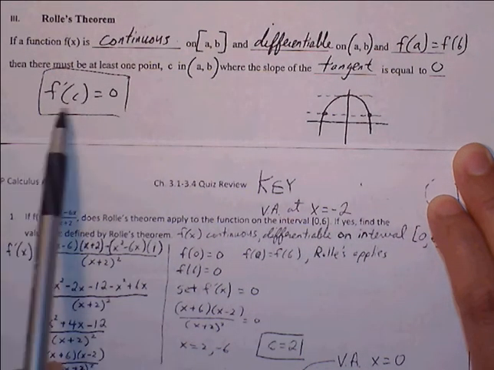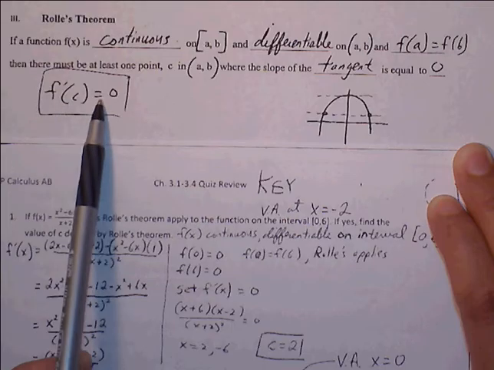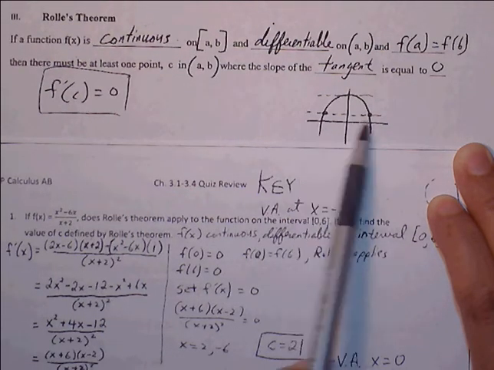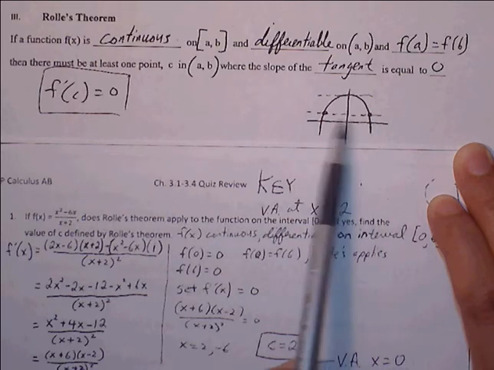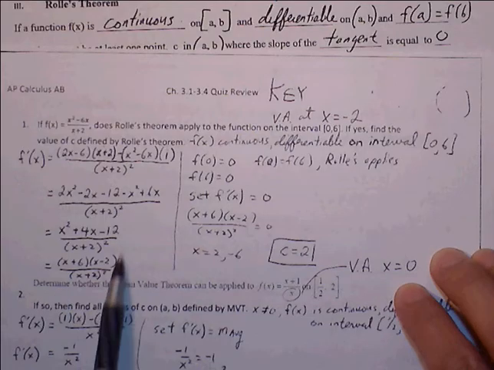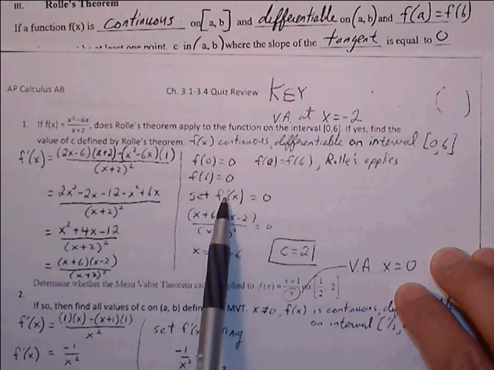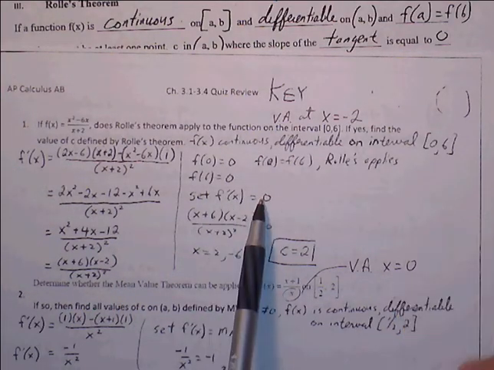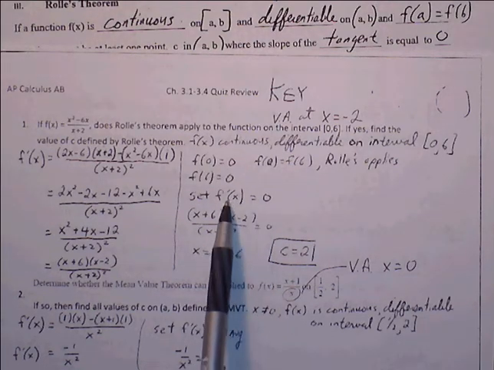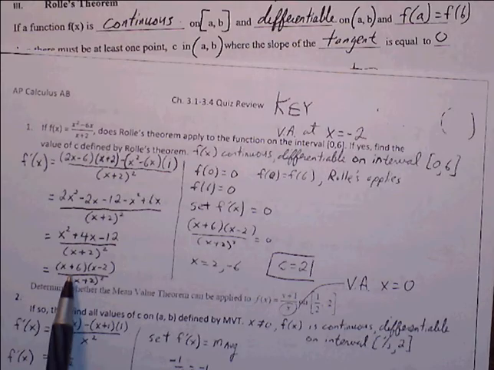The way we find the c value is we set f prime equal to the slope of the secant line, and the secant line just happens to be 0 because the endpoints have the same y value. So we take the derivative and set it equal to 0. We're trying to find out where the slope is equal to 0, so we only have to worry about the numerator.